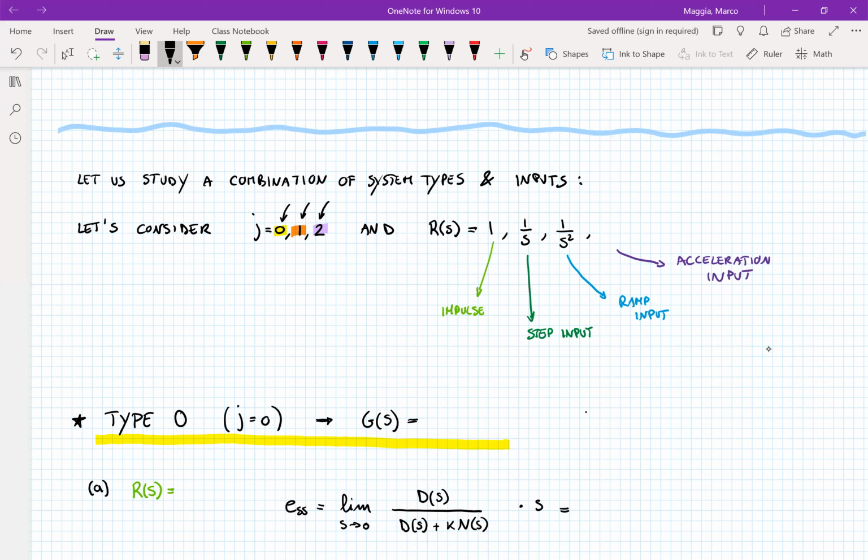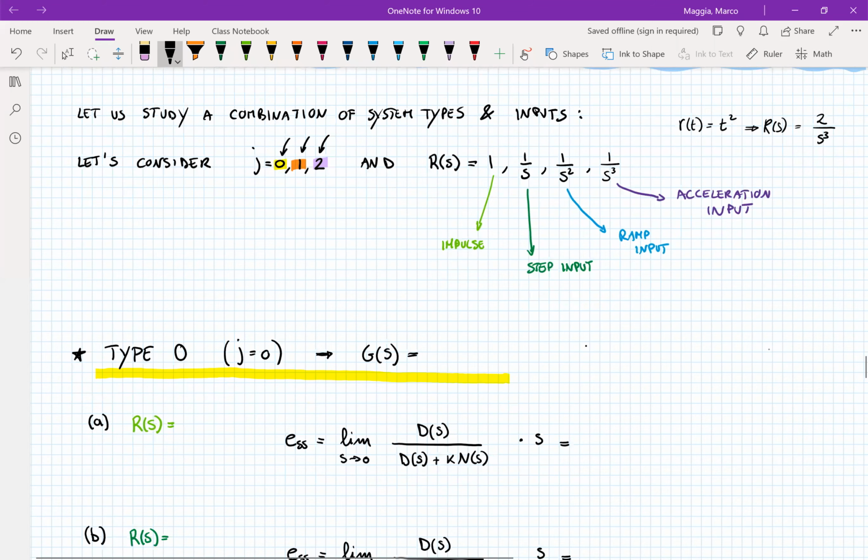And then we have an acceleration input. Acceleration input is T squared, and in the S domain, this is really 2 over S cubed, but we're just going to consider 1 over S cubed. It doesn't really matter, the factor is a constant factor. We can always rescale it. It's not going to make any difference in terms of the nature of the steady state error.